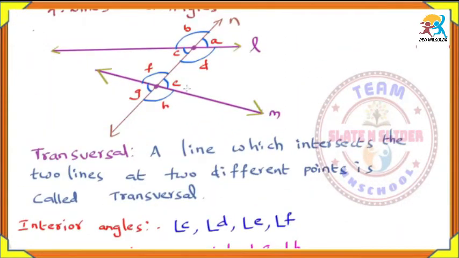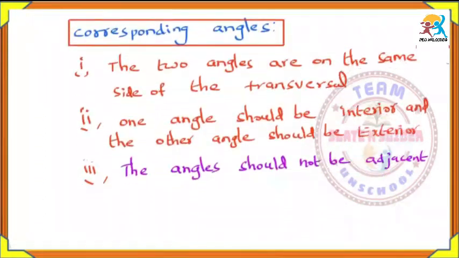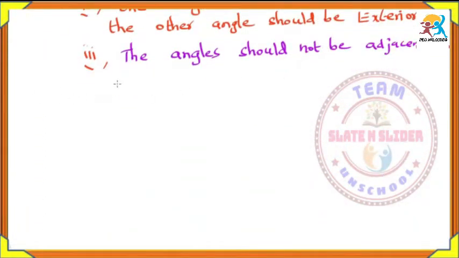So we will write the angles first. If you take angle A, then angle A is the exterior angle and the interior angle for angle A should be angle D and angle E. But according to the condition for corresponding angles, the two angles should not be adjacent. So for angle A we should not take angle D. So definitely we should take angle A and angle E. This is one pair.